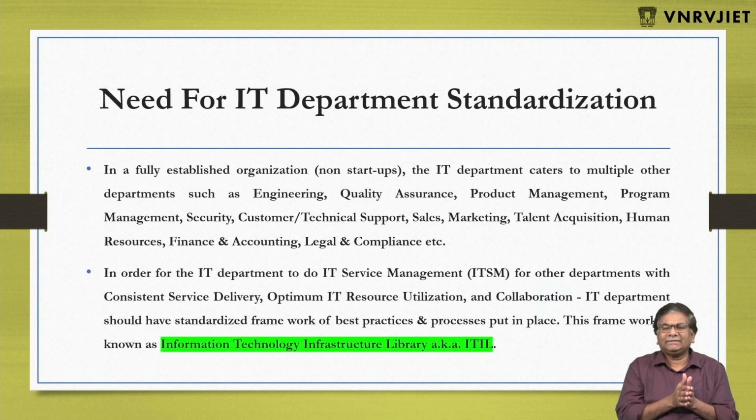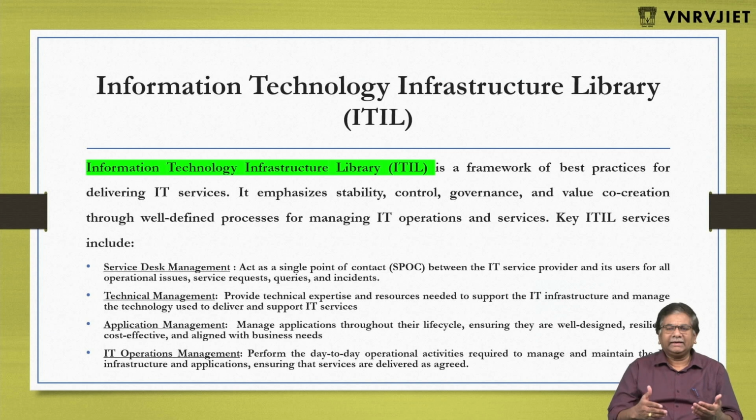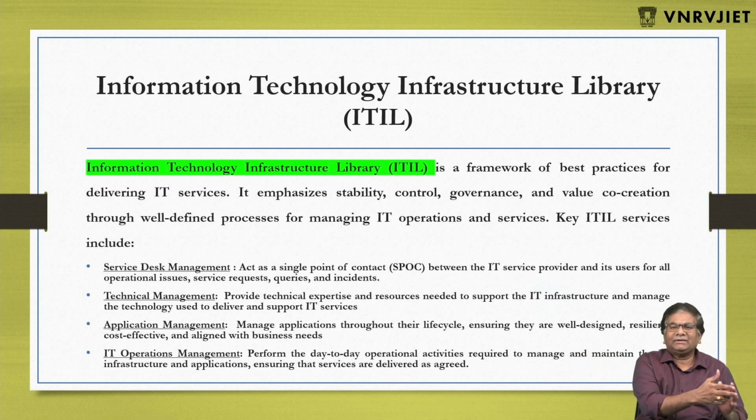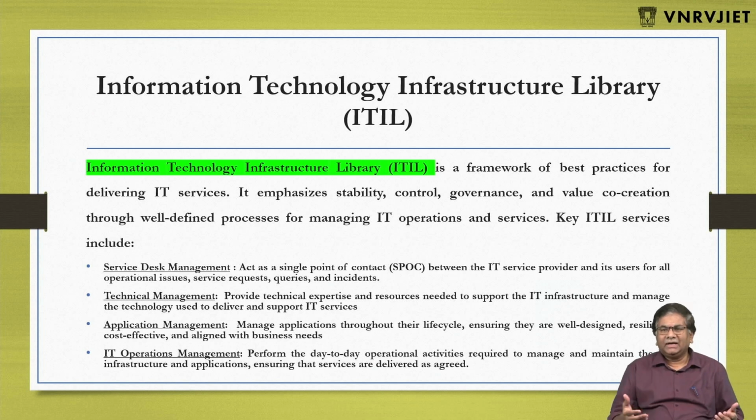The set of practices and processes that the IT department uses is called ITIL, Information Technology Infrastructure Library. Let's dig a little deeper into what ITIL is. ITIL, Information Technology Infrastructure Library, is a framework of best practices for delivering IT services. Like I said in my earlier presentations, a framework defines at a high level what needs to be done, but how to do it is something the team that uses the framework can decide. For example, version control system is a framework.